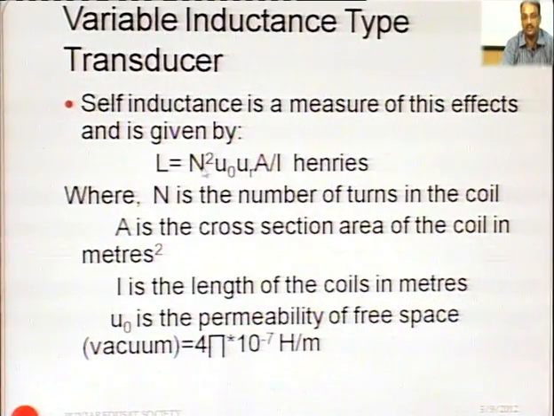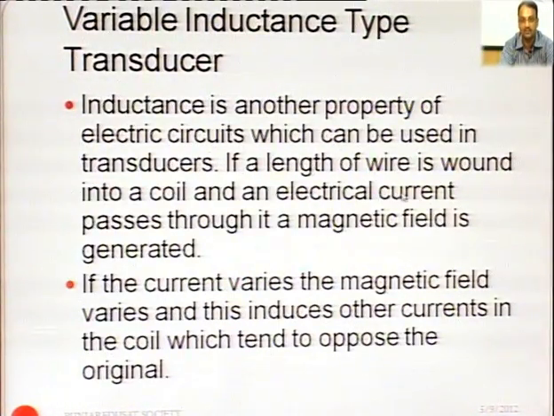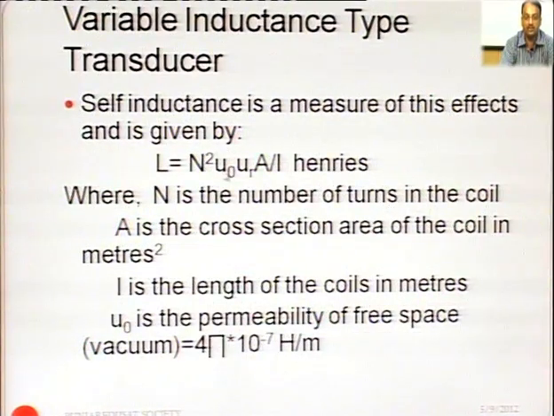So N is the number of turns of the coil wound over the conductor. Mu0 is the absolute permeability. Its value is fixed, 4 pi into 10 to the power minus 7. Mu r is the relative permeability that varies with the material. A is the cross sectional area of the coil in meter square, and l is the length.